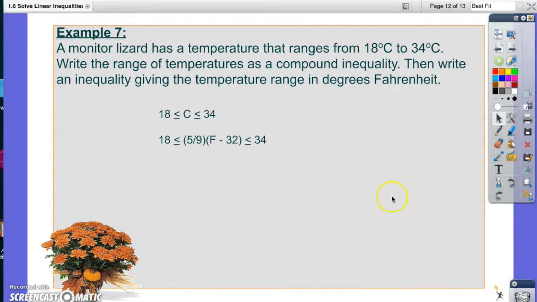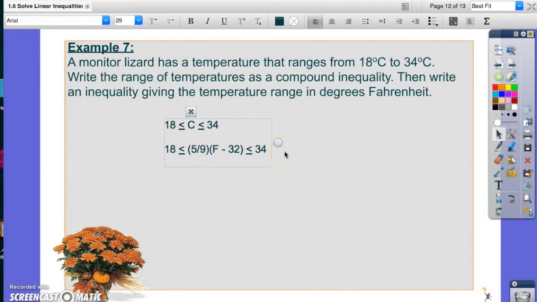Okay, so like I said before, finish solving the problem. We want to get rid of the fraction first. So you want to multiply everything by 9/5, right? So all 3 sides by 9/5. Then from there, we multiply the left, the middle, and right by 9/5, which is the reciprocal. You're going to get 32.4 less than or equal to F minus 32, less than or equal to 61.2. I didn't show it here, but remember, we're multiplying all three sides by the reciprocal, 9/5, okay?